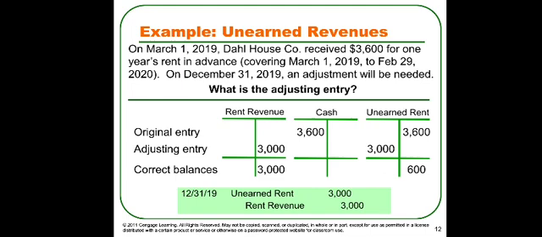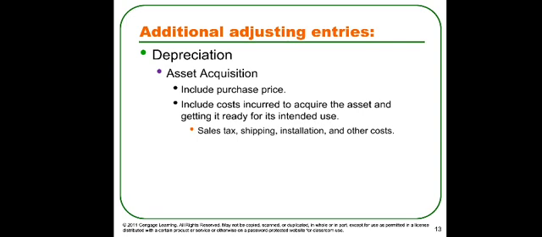Okay, these are the 4 types of adjusting entries we have seen, with examples for each of the 4 types. Okay, there are additional adjusting entries. Number 1, you also have to do an adjusting entry for depreciation.